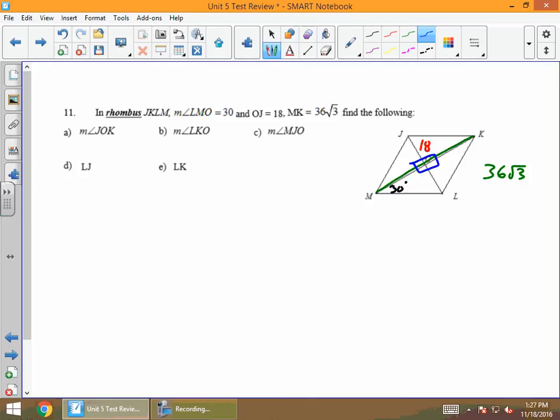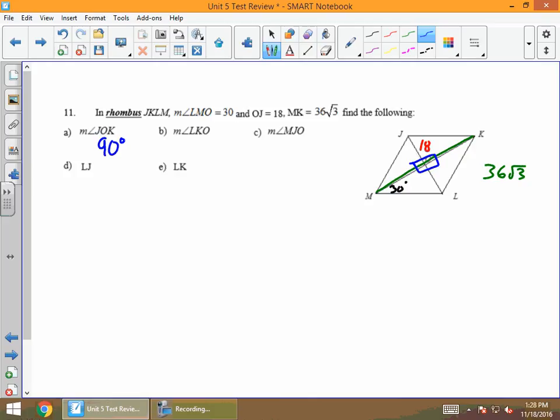JOK up here is going to be what measure? Wait, what's the question? JOK. JOK is what measure? Where's the O? I don't see the O. It's right there at the center. Oh, JOK. What is the measure of JOK? We just said it. 90. It is 90 degrees because there's right angles within the middle. It's listed there.